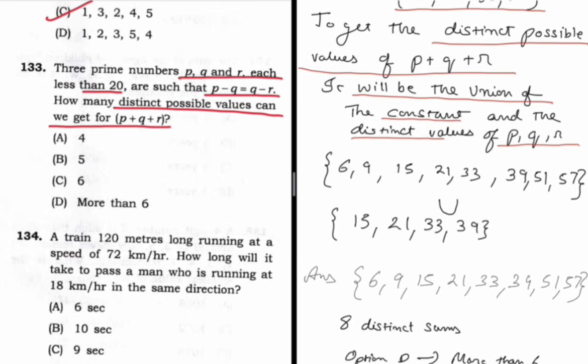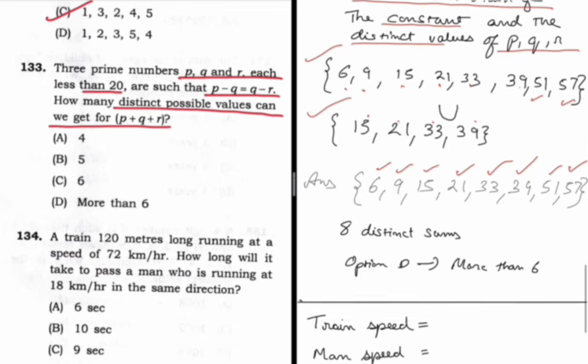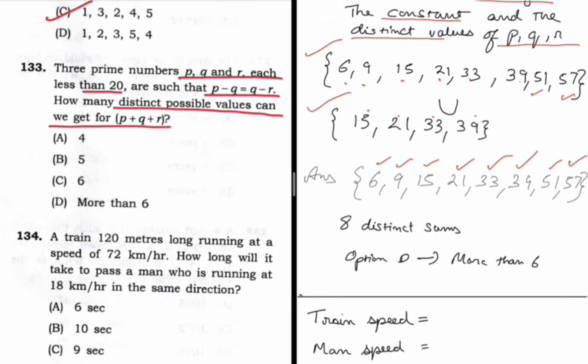So the union here will be 6, 9, 15. It's appearing twice, so we're writing here only 15, and 21 also is appearing twice, so you write only 21. 33 is appearing twice, so you write only 33, and 39 also is appearing twice, so you write only 39, and you have 51 and 57. So here we have a set of 8 distinct sums. So in the options, option D will be the right answer, that is more than 6.